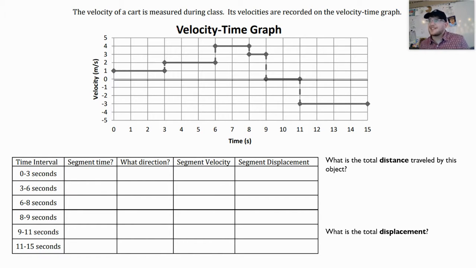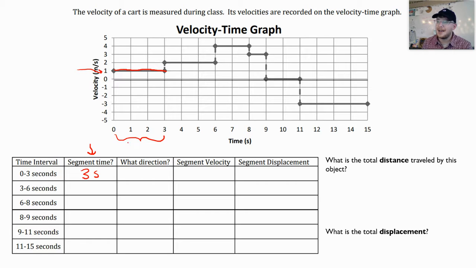So let's break this down segment by segment, because we can see that at different points we have different velocities. Between 0 and 3 seconds right here, we have a velocity of 1 meter per second. So let's look at this. According to this chart, between 0 and 3 seconds, what's our segment time? How much time has gone by? 3 seconds. That's not supposed to trick you. Segment time just means it's been 3 seconds.